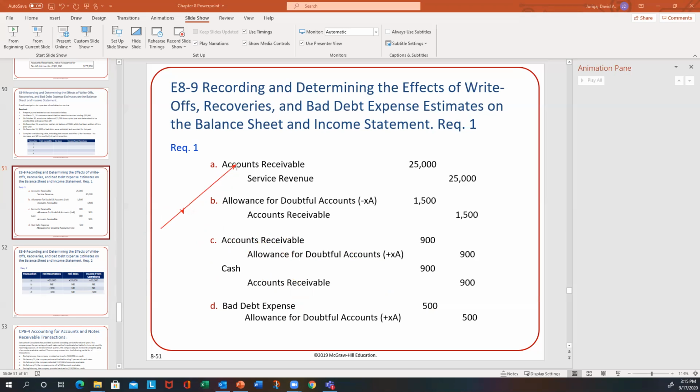For example, on the first one, accounts receivable, of course, that's going to increase your receivables. Service revenue, that's revenue, that's going to increase your revenue and income. On part B, you notice there's no effect on anything because you're just increasing and decreasing your assets. If you're looking at the accounting equation, you would just show this as an increase and a decrease to your assets. So there's actually no effect on your accounting equation.